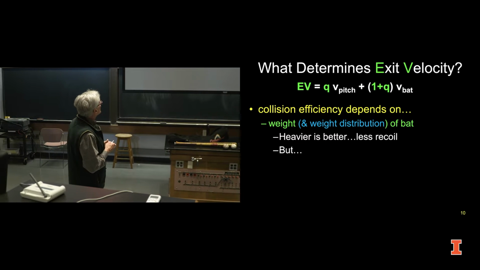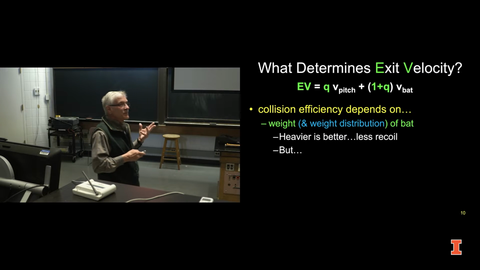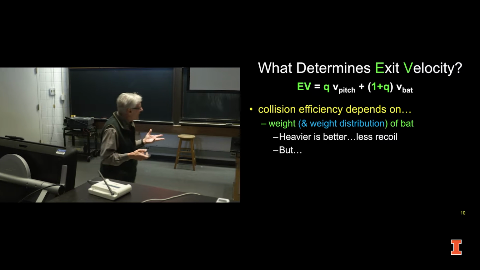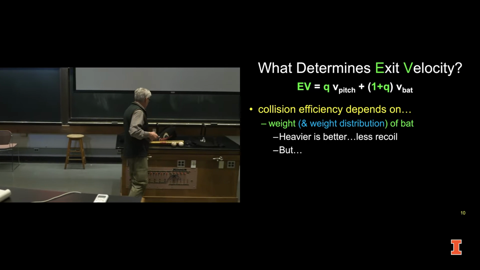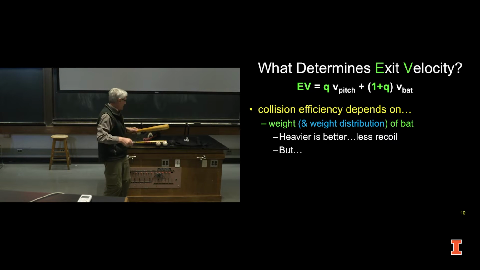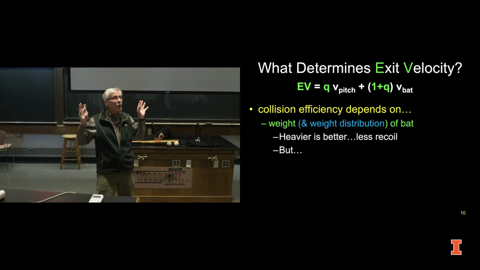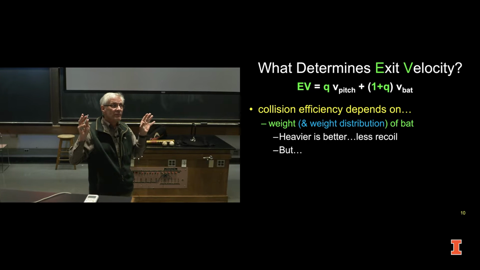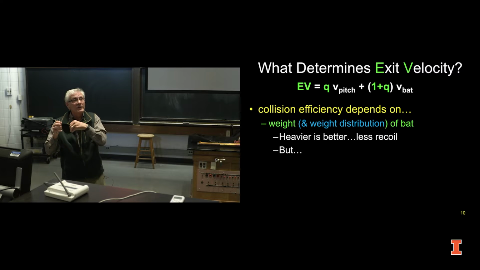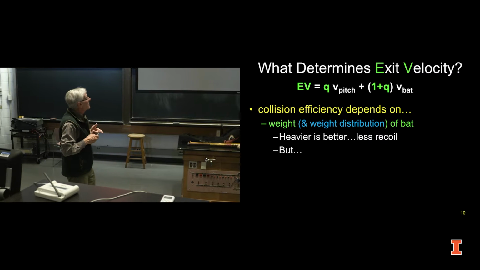The thing I want to talk about now is this factor Q here. Why is it so small? It depends on 2 different properties of the ball-bat collision. One is the weight, and actually it's the weight distribution of the bat. It's the amount of weight in the barrel, the business end of the bat. And that determines the recoil. Something light will recoil more than something heavy, okay? And when it recoils more, that's energy that's transferred to the bat that didn't go back into the ball, so it reduces the collision efficiency.